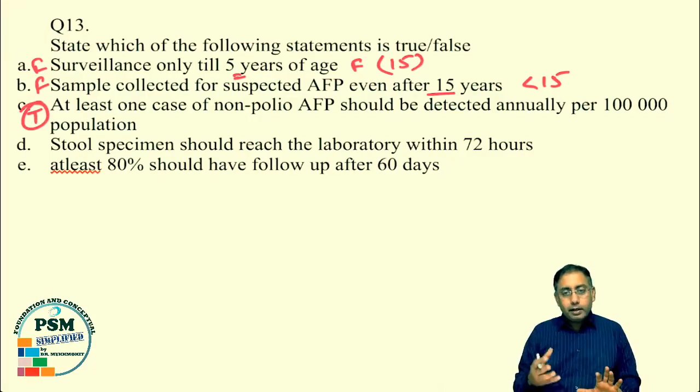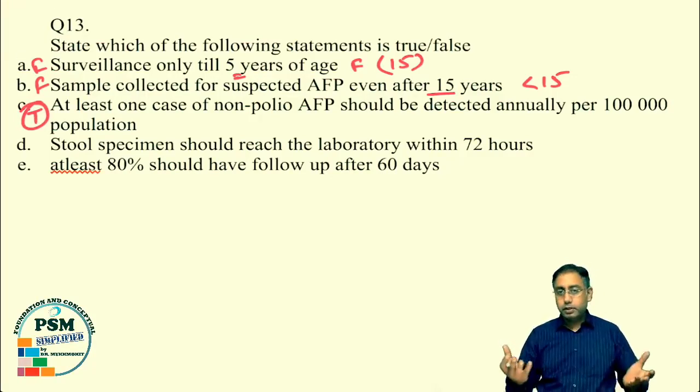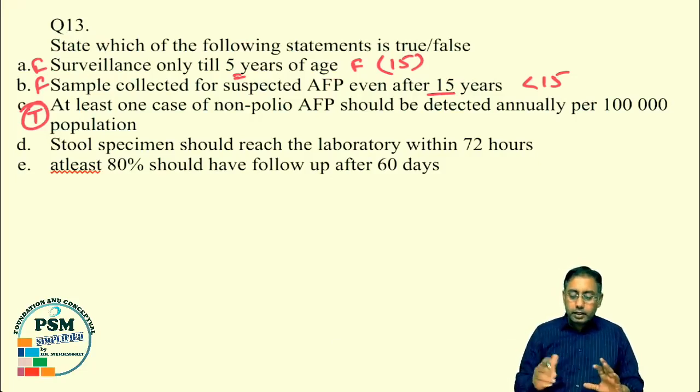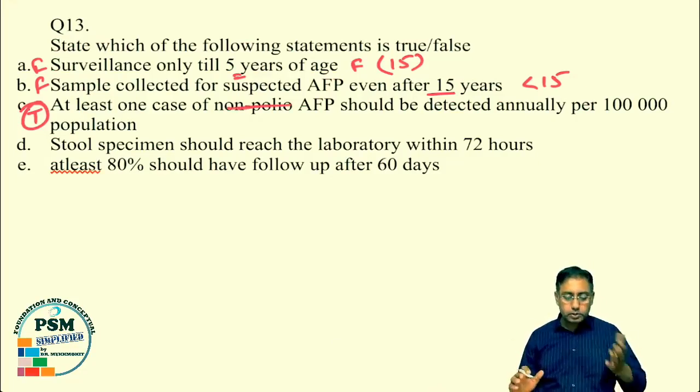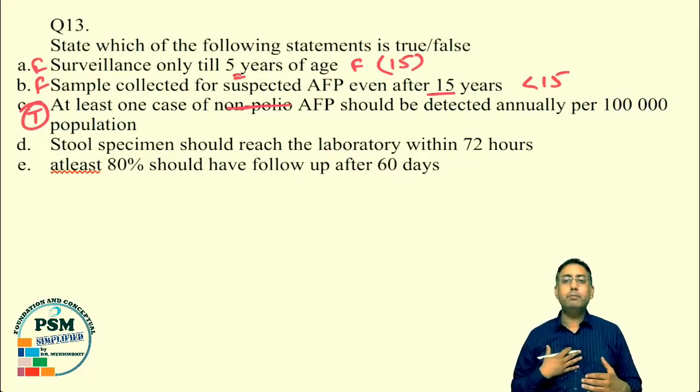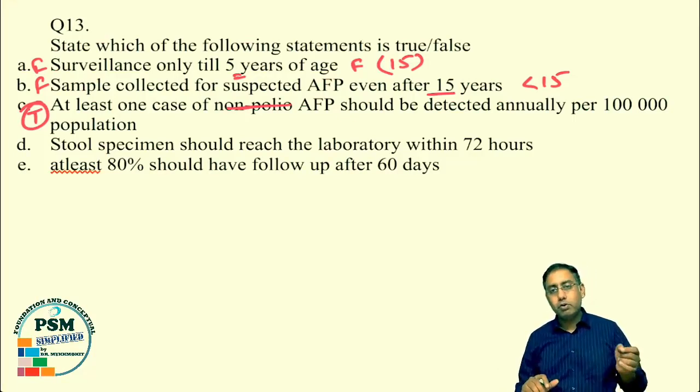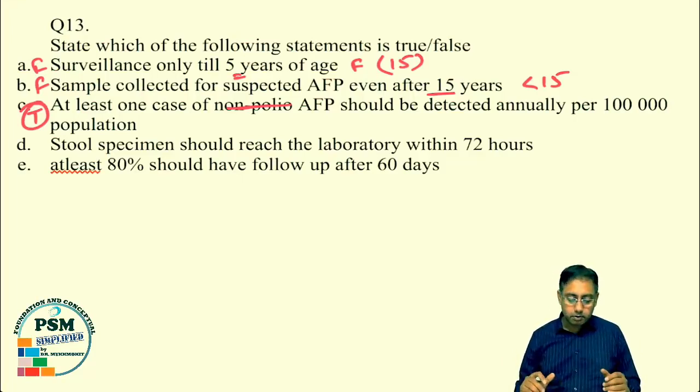It would have been better if... this is a recall option, so there are chances of error. So at least one case of non-polio, I would like to strike off. I asked the students, and they said non-polio was there. Anyway, I personally would recommend putting AFP as the option.